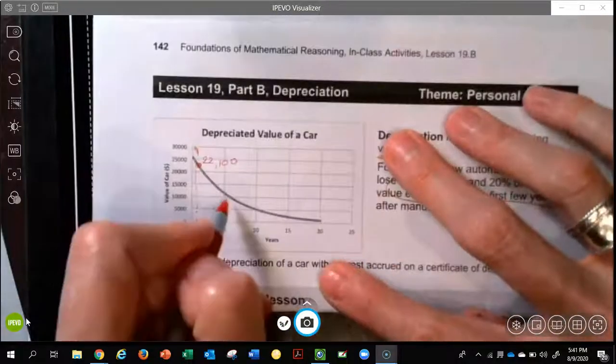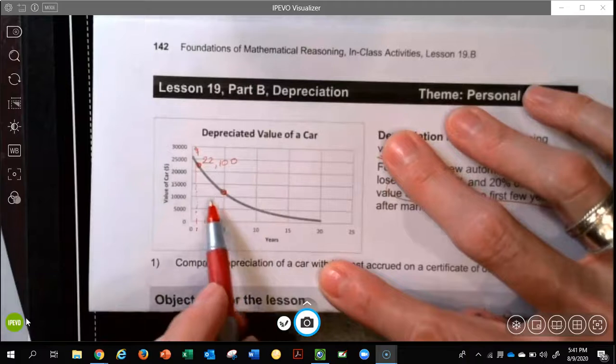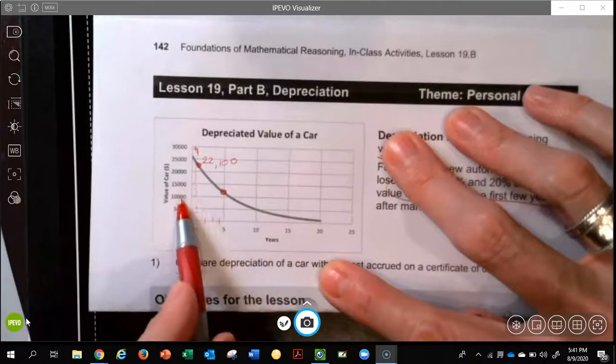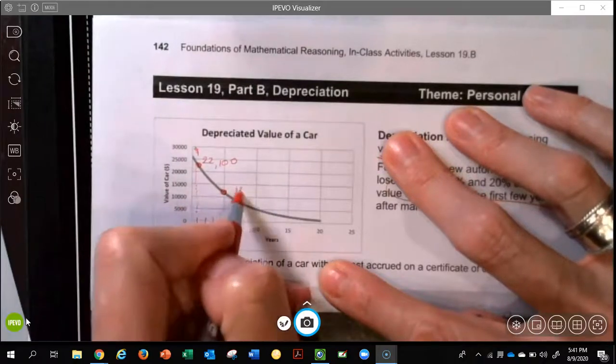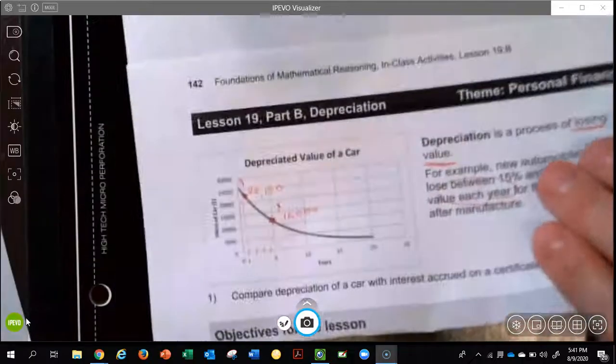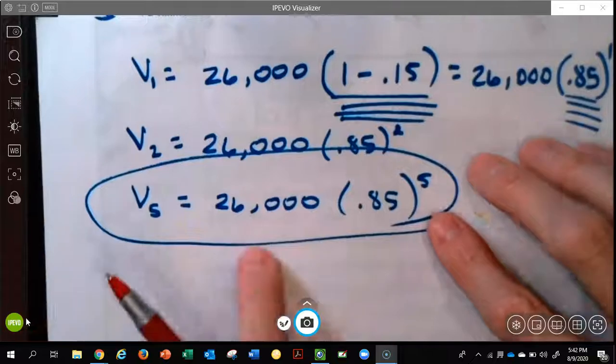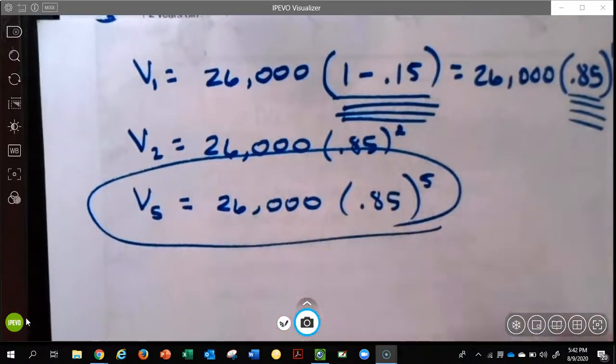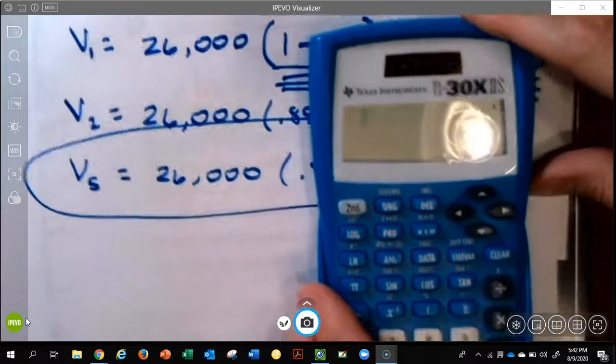Now they're asking us, what's its value going to be at 5 years? Well, at 5 years, it's about right there. So somewhere between 10 and 15, so maybe somewhere around $12,000 is what we should get. Well, let's do the calculation. We'll do the calculation for 5 years, and let's straight punch this one. I usually go backwards on my own, but I'll straight punch with you guys.